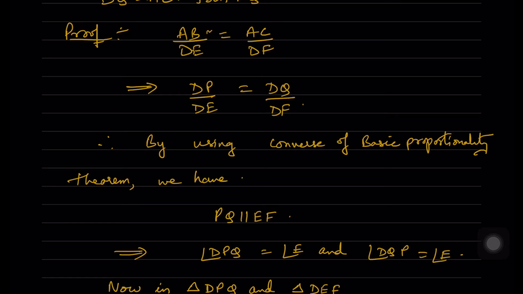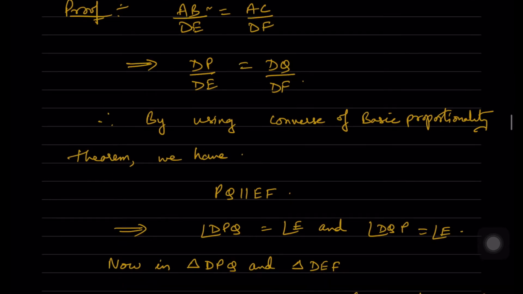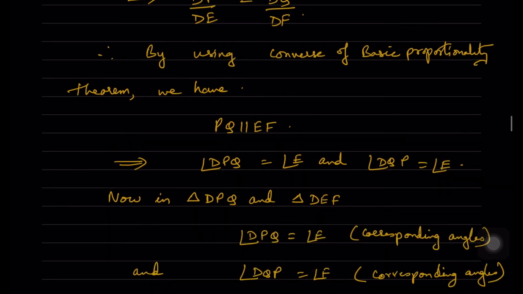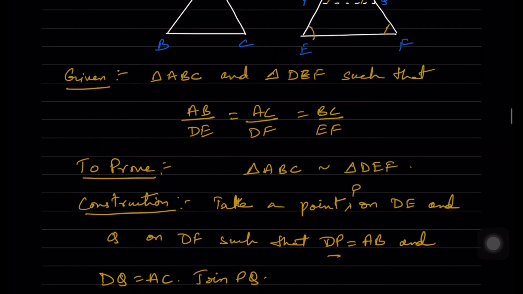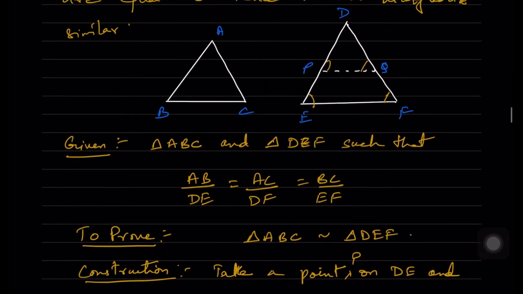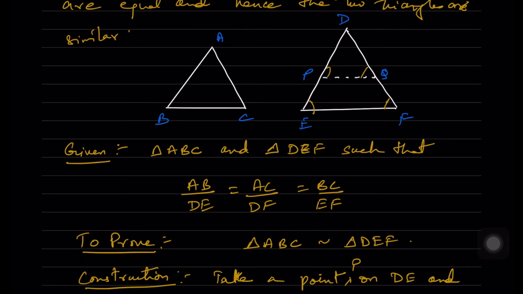By using the converse of the basic proportionality theorem, we have PQ is parallel to EF, which implies that angle DPQ is equal to angle E and also angle DQP is equal to angle F. That is, this angle is equal to this and this angle is equal to this, because you are having that PQ is parallel to EF because it is dividing these sides in equal ratio.